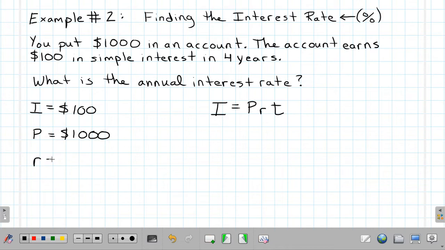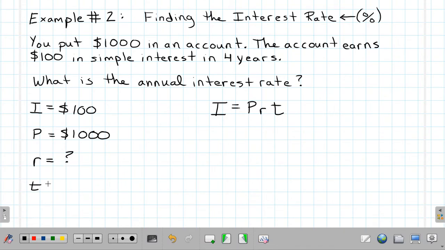Do we know what R is? Do we know the interest rate? Well, no. That's what we're asked to look for here. So we do not know the interest rate. That gives us a hint that we're actually going to solve this formula for R. But let's go on and figure out the last one.